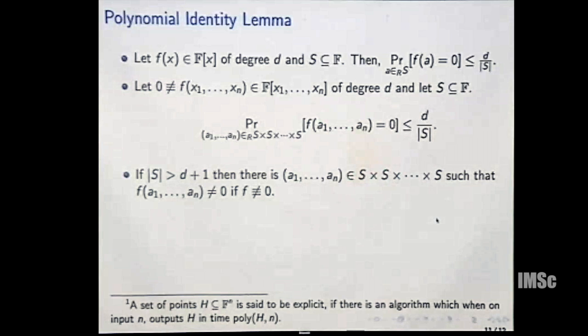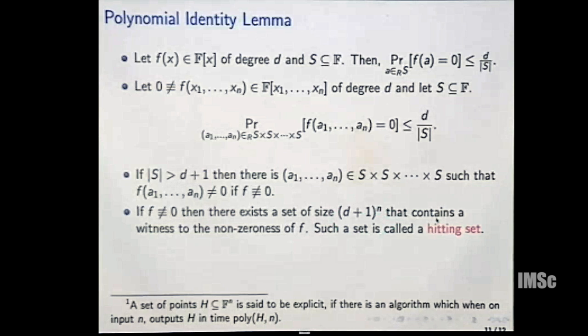But this requires me to pick a point a1 to an from this large enough set. Each of them has cardinality at least d plus 1. So this whole set has cardinality like d plus 1 to the n. So this says that if I look at a grid of that large size, then definitely I will have one point at which it is non-zero. In the univariate case, it was easier because the number of variables was just 1. So there exists a set of size d plus 1 to the n that contains a witness to the non-zeroness of f. Such a set is usually called a hitting set. It's one set that definitely hits the polynomial.